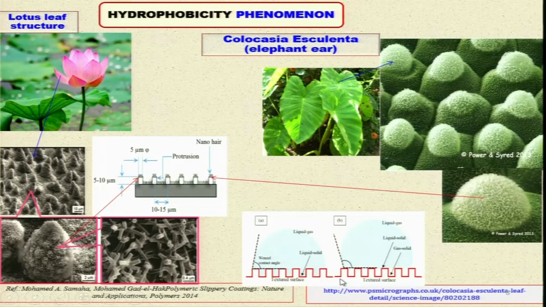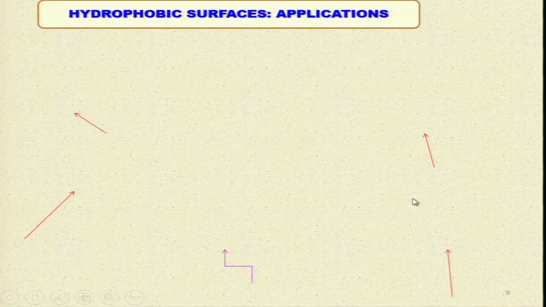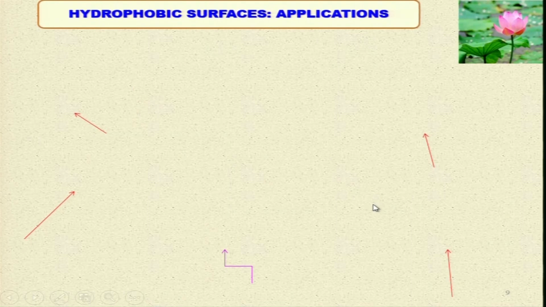Now, this is the schematic diagram, and you can see that this is the contact angle, and this contact angle changes depending upon the characteristics of micropillars and nano hairs over there. Hydrophobic surfaces have some applications. Let us see certain interesting applications of hydrophobic surfaces in real life, and this is the lotus.